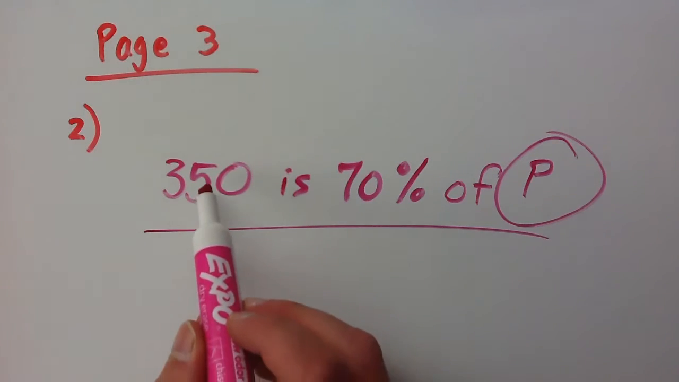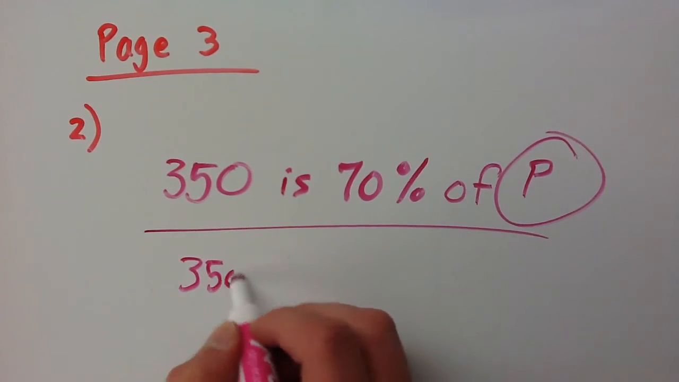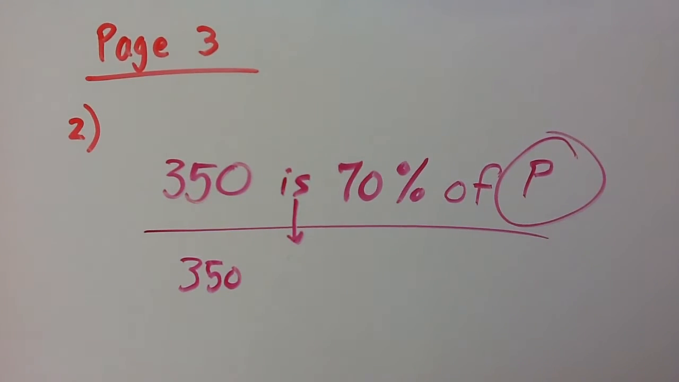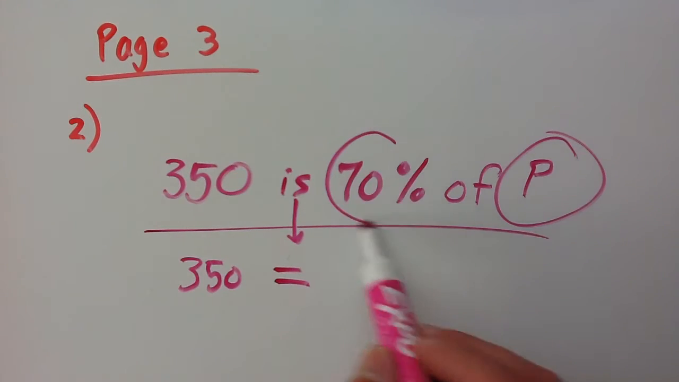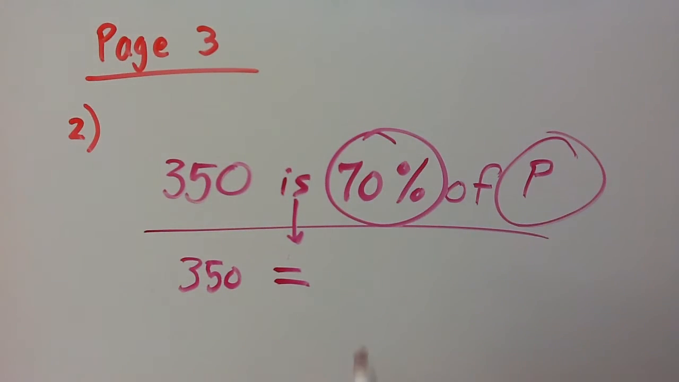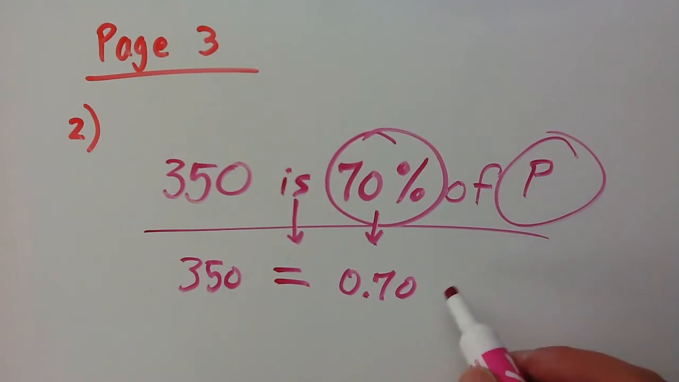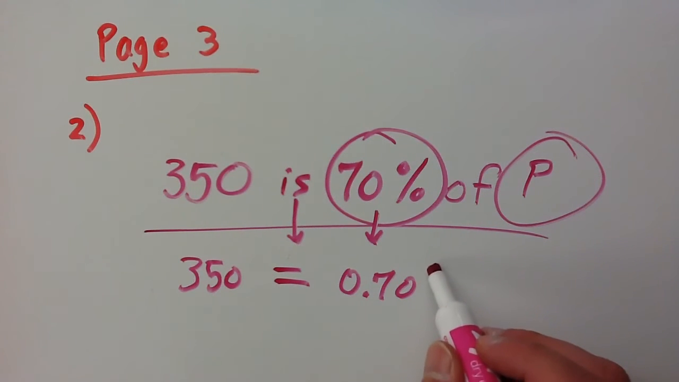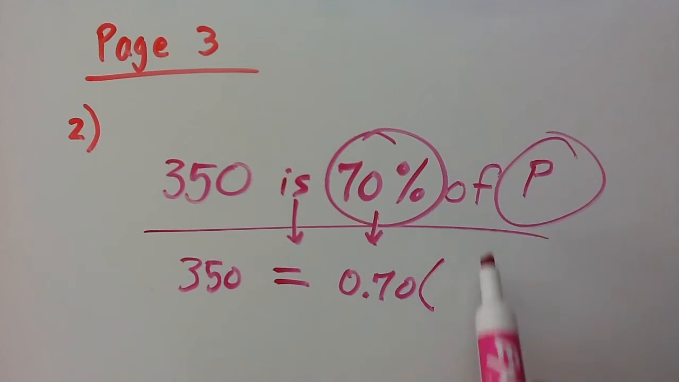So my equation is going to be 350. What am I going to write for is? What does is mean in math? That means equals, right? Here's my percentage, 70%. How would I write that as a decimal? As a decimal, it would be 0.70, right? You would divide by 100 or move the decimal 2 places to the left. Of means multiply, so I'm going to multiply by something, and that something is P, whatever number of passes that is. So I'm just going to leave it as my unknown as P.